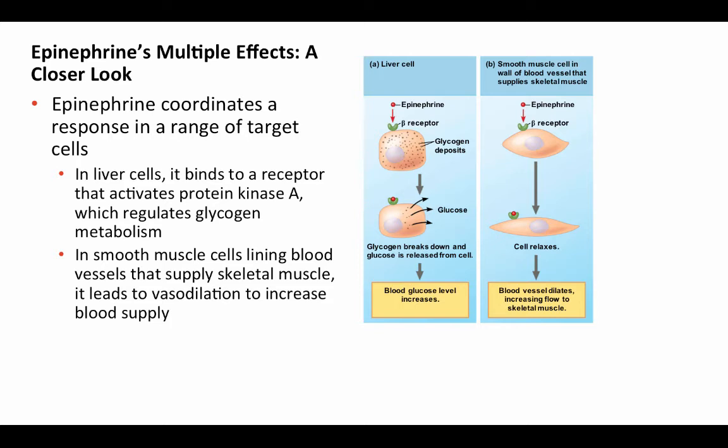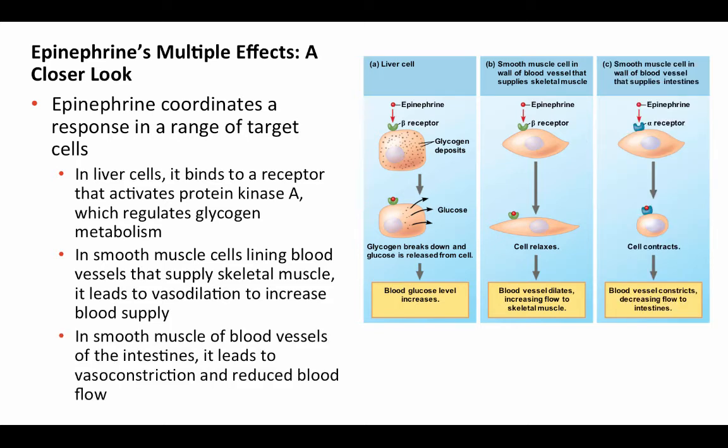But if we look at smooth muscle cells of blood vessels that go to the intestines, so remember, we're going to decrease our investment in digestion and other activities that can wait until the emergency is over, so we want to restrict the blood flow to those organs. So in a smooth muscle cell in the wall of a blood vessel that supplies the intestines, we're going to have a different kind of receptor. It's going to be the alpha receptor that's going to interact with epinephrine. So it's the same kind of cell, but it's going to have a different response.